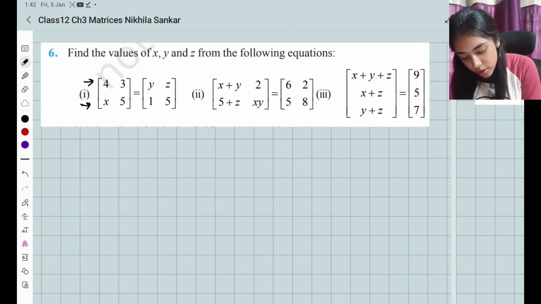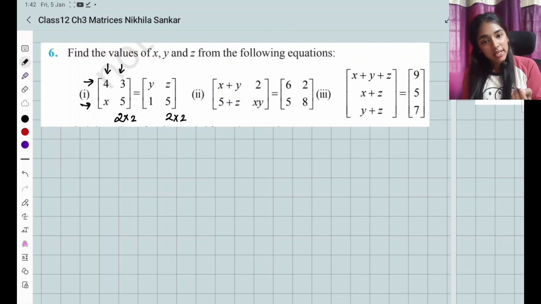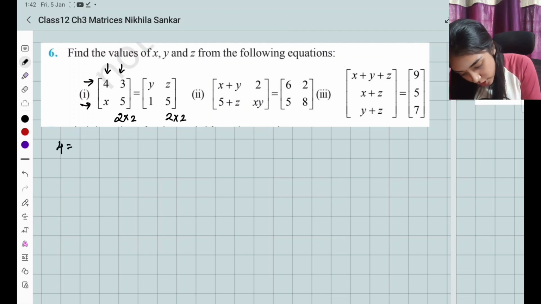So, here I have 2 rows and 2 columns. So, this is a 2 by 2 matrix. Since the orders are equal, you can equate the corresponding coefficients. So, this is going to be 4 equals y. Equate these two: 4 equals y.